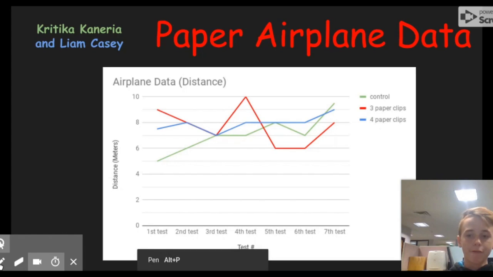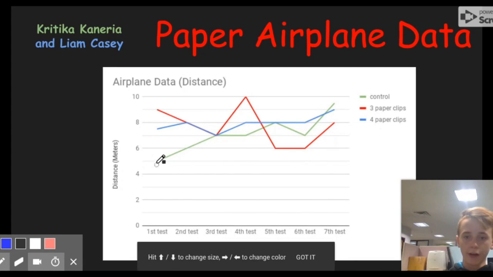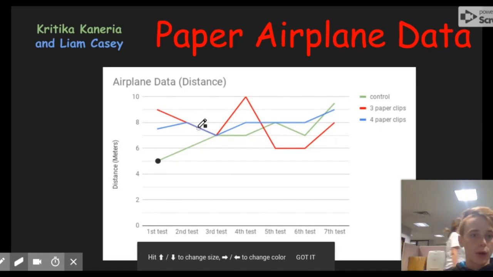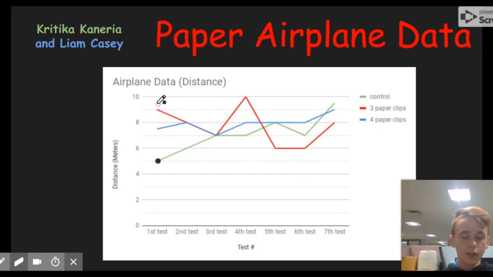To understand our graph, you're first going to want to look at the control variable, which is the green. It's about average compared to the rest of it, but one less. So let's look when you add more weight. When you add more weight, it increases the distance. At 3, we increased it from 7 on average to 8, and then when 4 to 8 again. So we suggest adding more weight, but not too much weight.